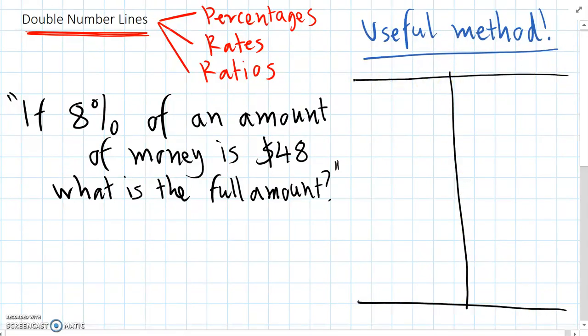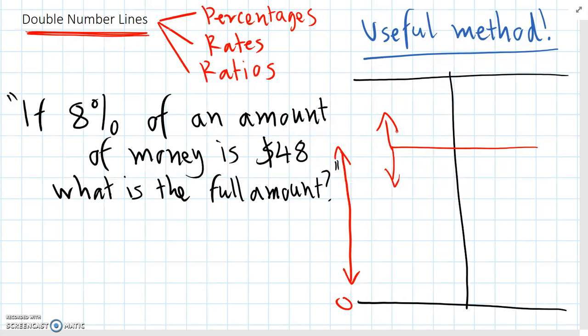So here's what a double number line looks like. And it's a number line, well, it's two number lines, as it says in the name, but it's a vertical number line. So we work up and down with 0 at the bottom, and it can go up as high as we need it to. And we use a line in the middle, and it can move up and down as well, depending on the question. But we're working in two parallel situations at the same time.